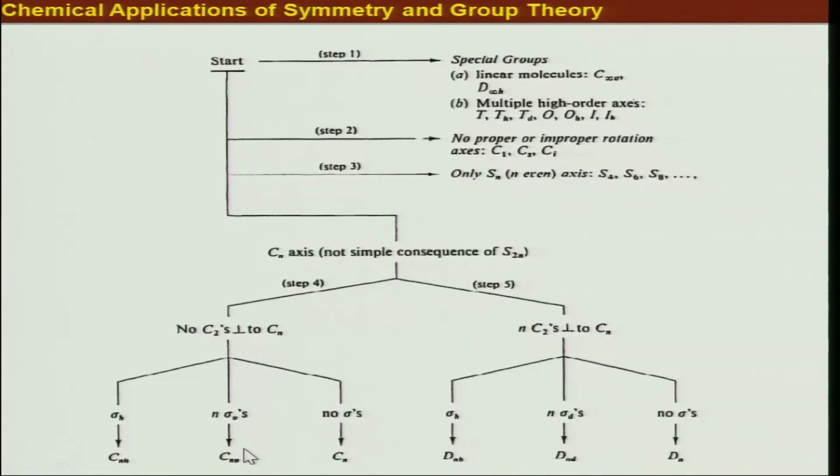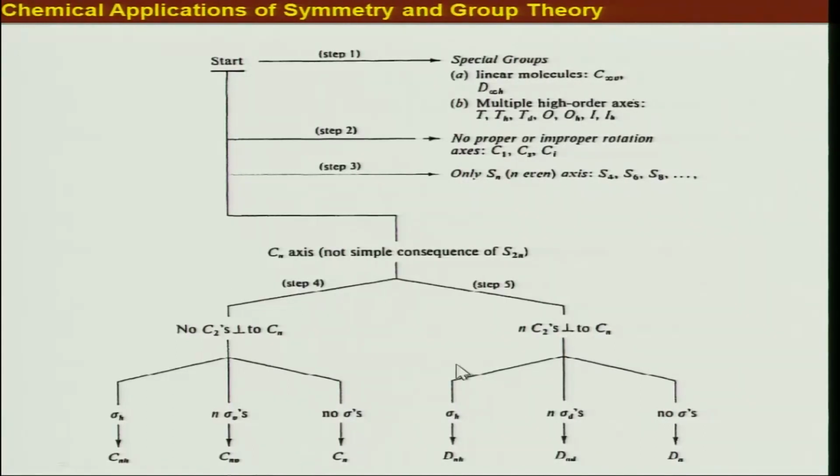If the answer is still no, that I do not have sigma H, I do not have sigma V, then the point group will be Cn because it has no sigma plane. So you remember in the previous slide on your screen, I told you that the things you should look at are the principal axis of symmetry, then other axes of rotation which are not coinciding with this principal axis of symmetry, and then you have to look for the sigma planes. So exactly that's what we are doing here.